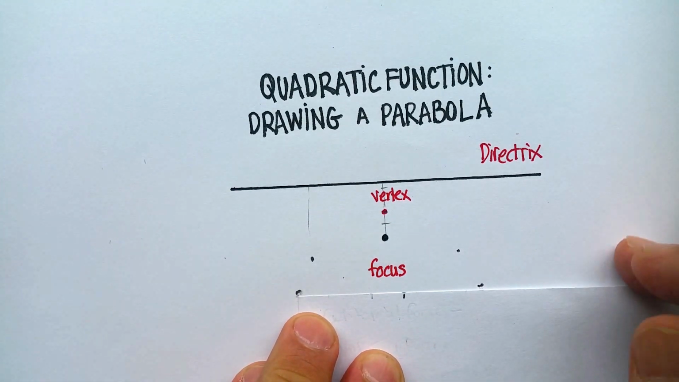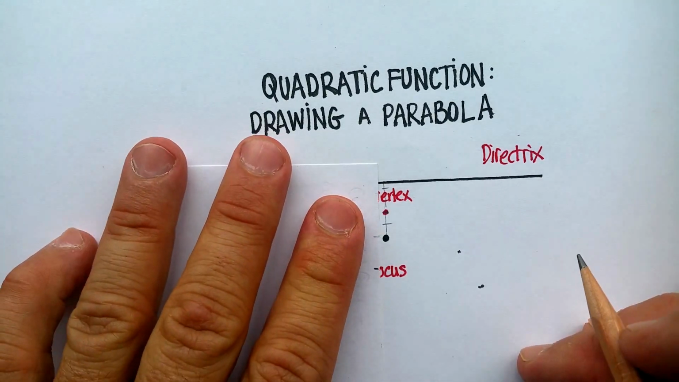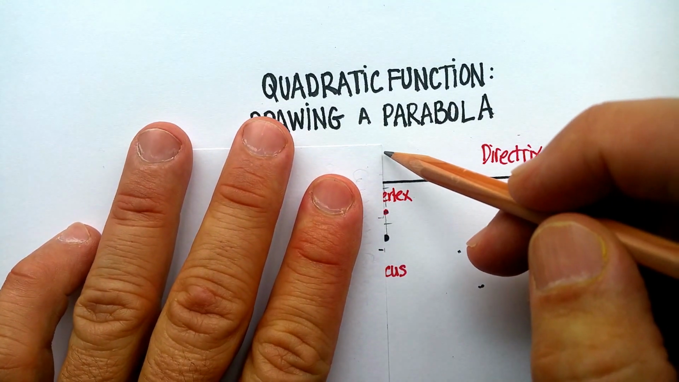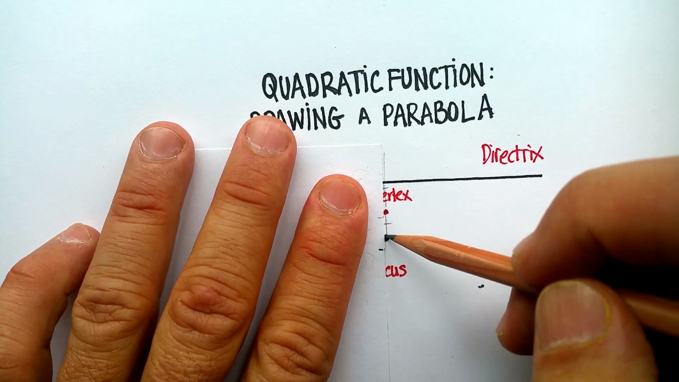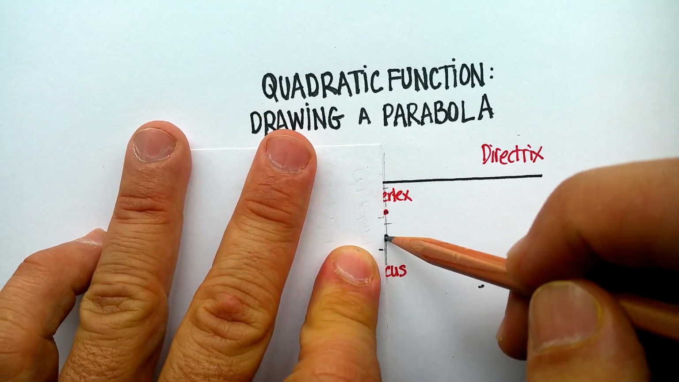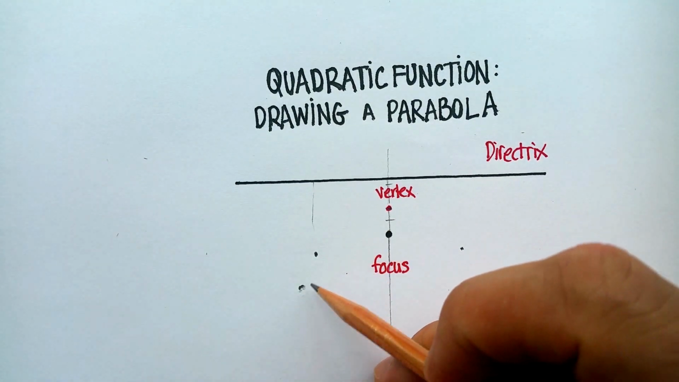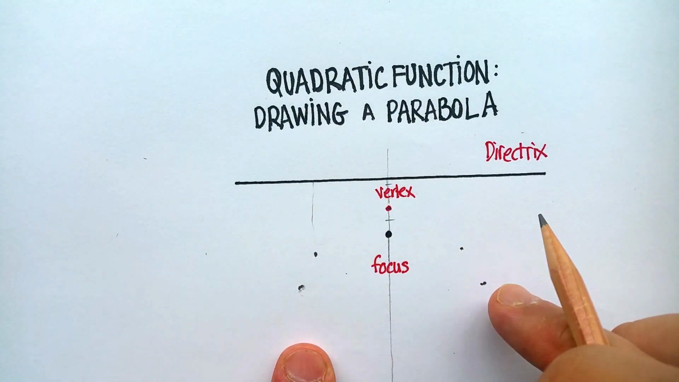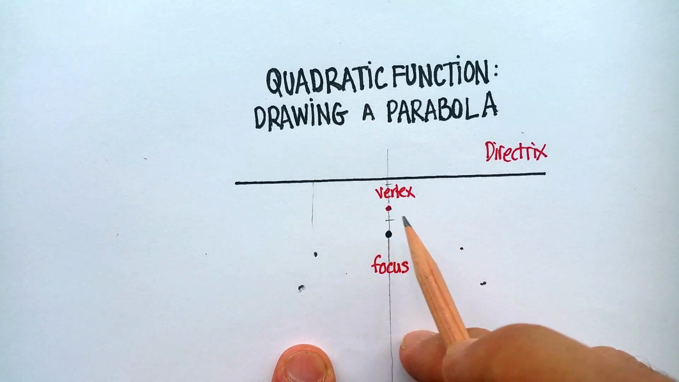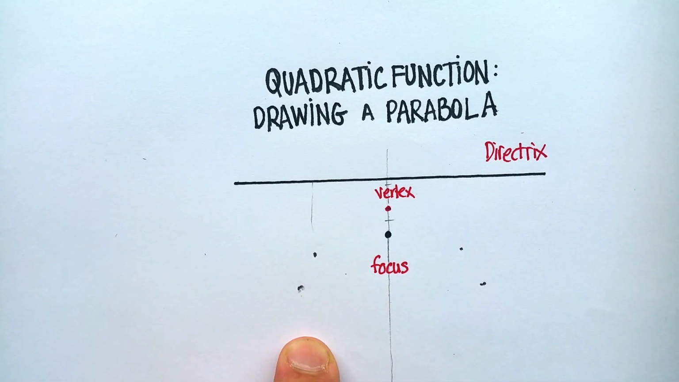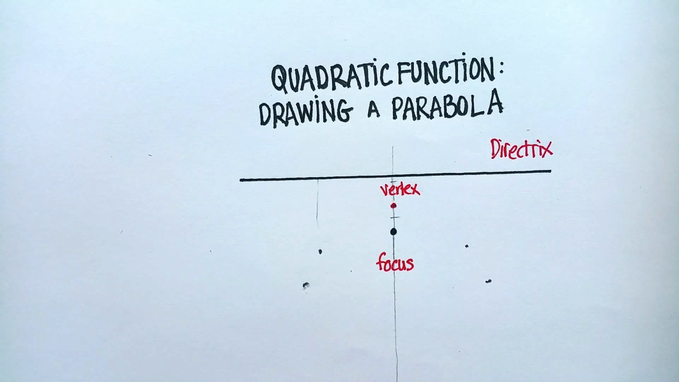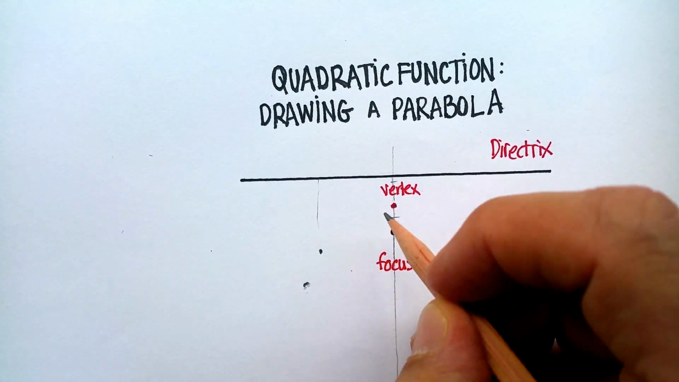Now I said something important there. I said symmetry, right? Remember that through the vertex you can actually draw an axis of symmetry. And that pretty much means that anything on this side of the line is reflected over to that side of the line. Now look what I've got. You can start to see the beginning of my parabola.